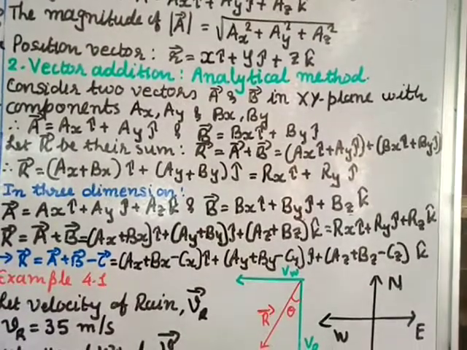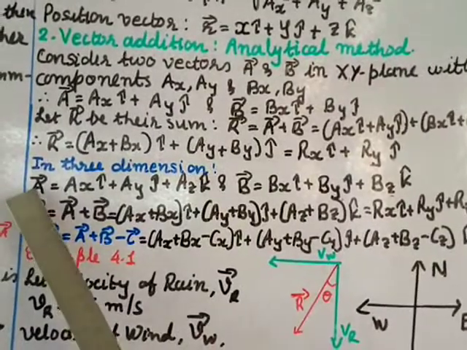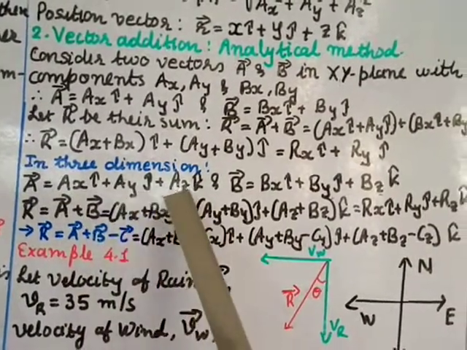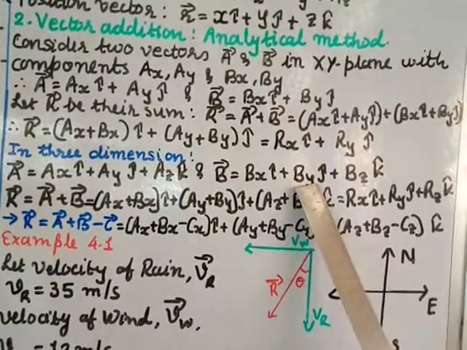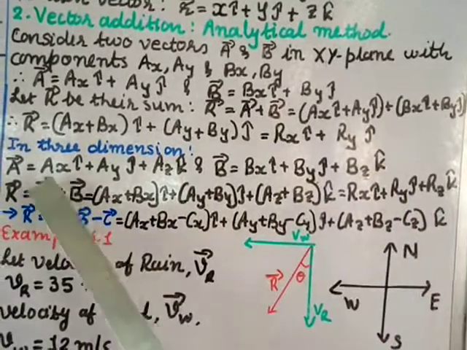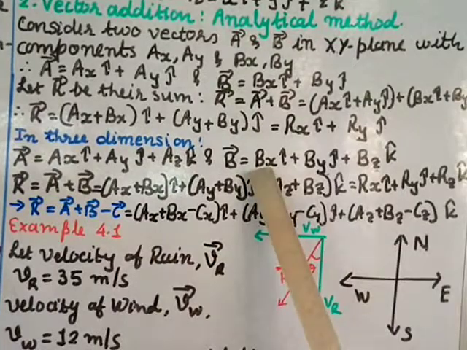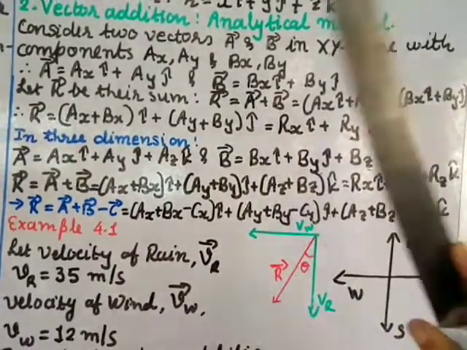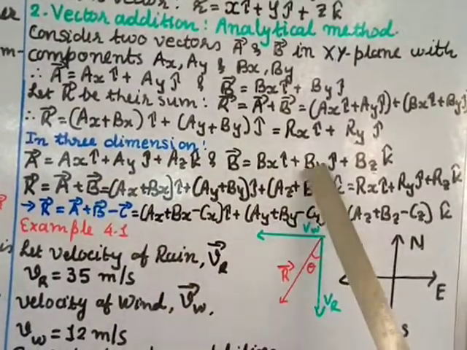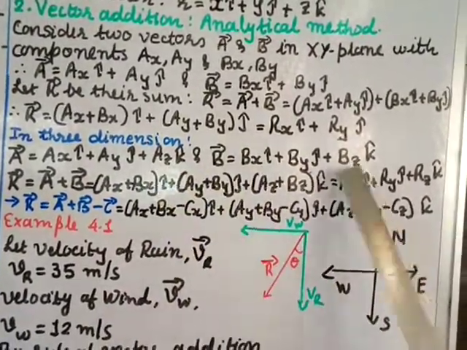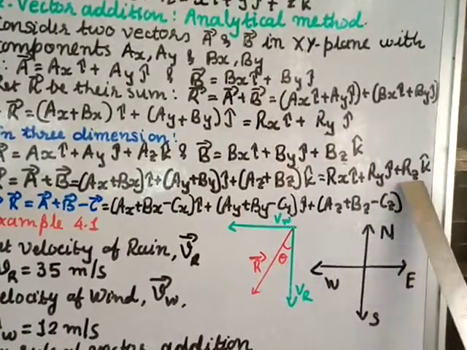Now suppose in 3 dimensions, then you have to add one more component. So if you have vector a, it will become ax i cap plus ay j cap plus az k cap because it is in 3 dimensions, and b will be bx i cap plus by j cap plus bz k cap. Then let us add: r equal to a plus b equal to all the x, y, z components, or i, j and k components. So ax plus bx i cap plus ay plus by j cap plus az plus bz k cap. This can be written as rx i cap plus ry j cap plus rz k cap.